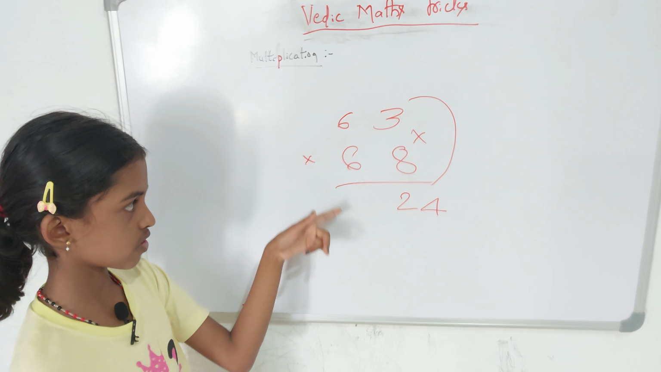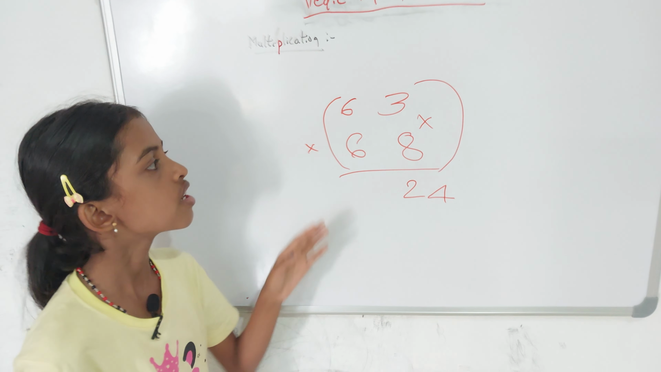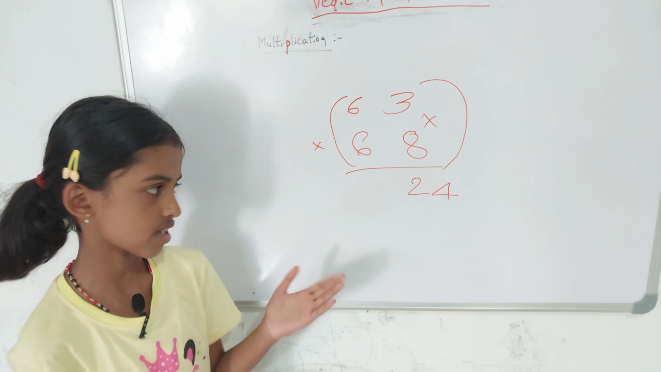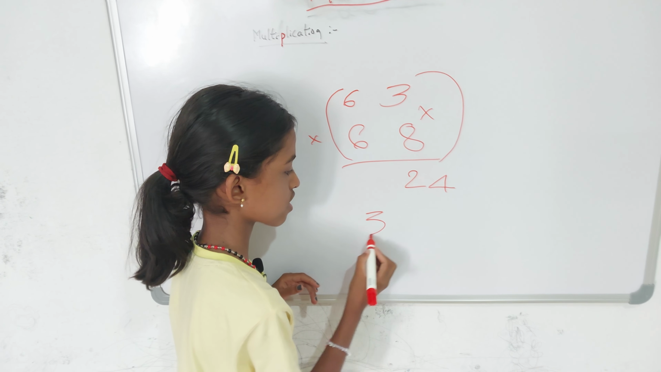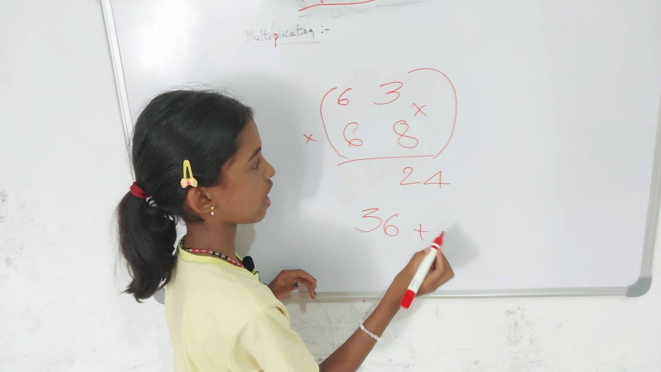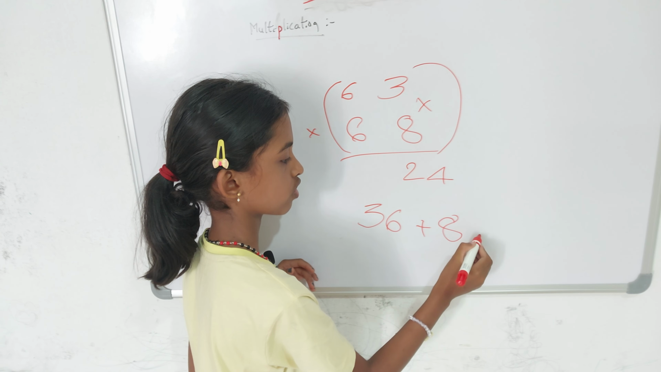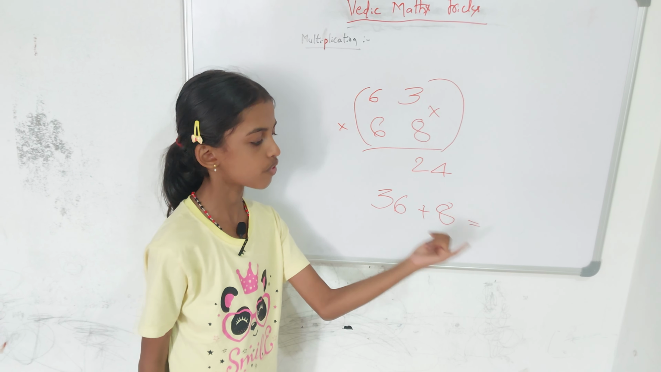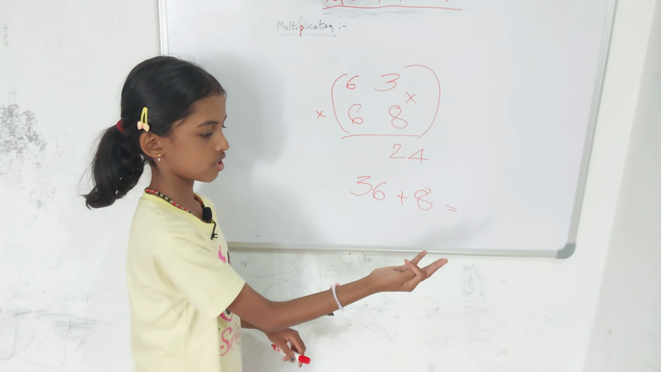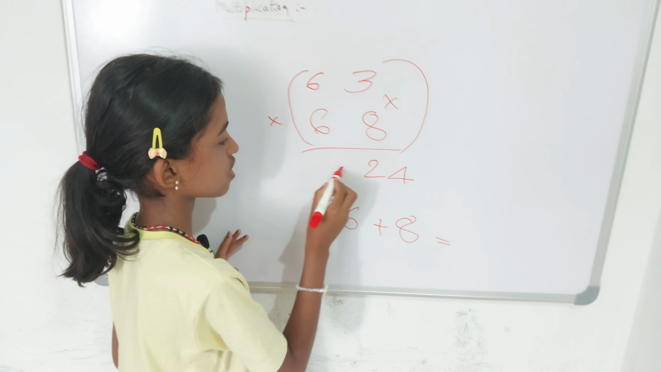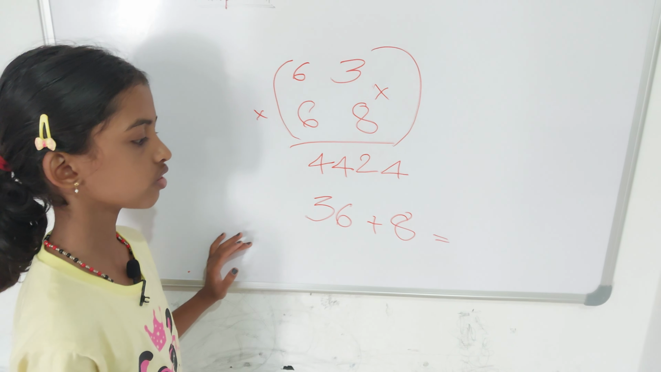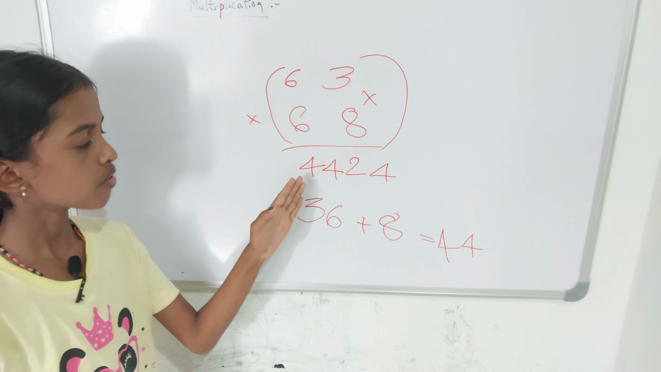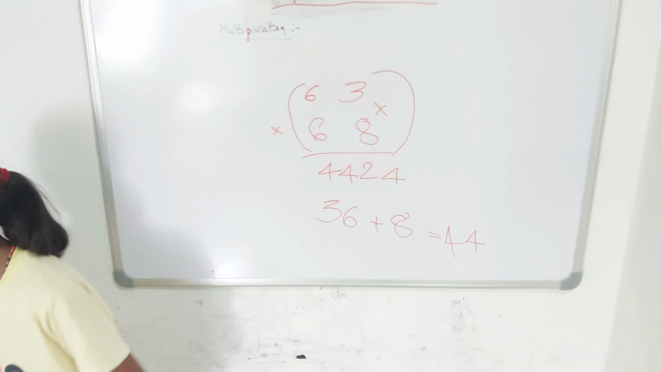Now multiply 6 into 6. 6 ones are 6, 6 2s are 12, 6 3s are 18, 6 4s are 24, 6 5s are 30, 6 6s are 36. So write here 36. Now add to 8. 37, 38, 39, 40, 41, 42, 43, 44. The answer is 44. Now 4424.